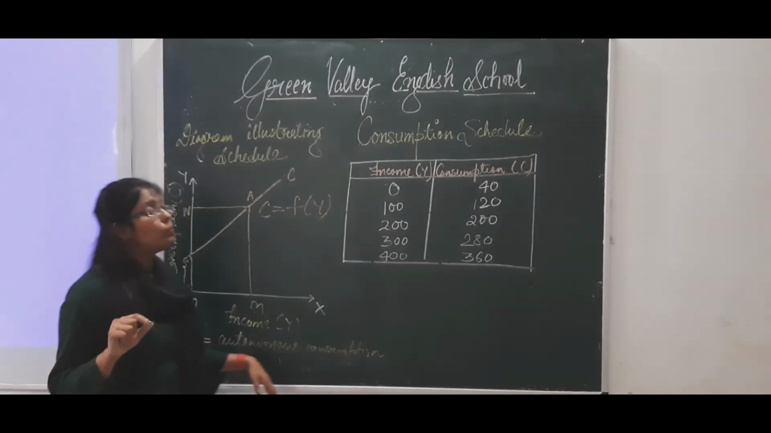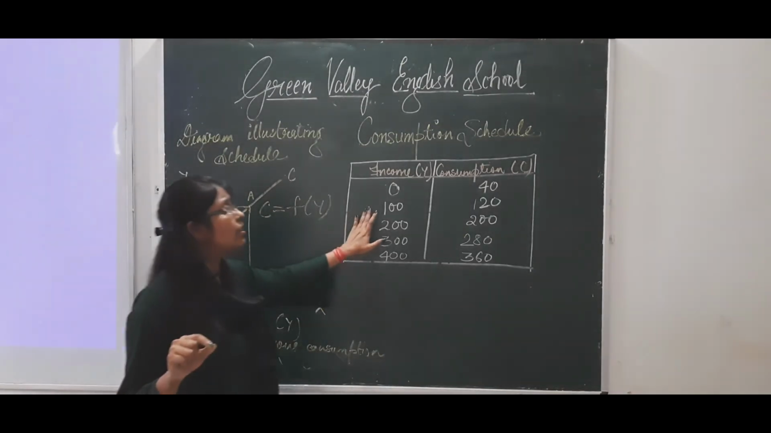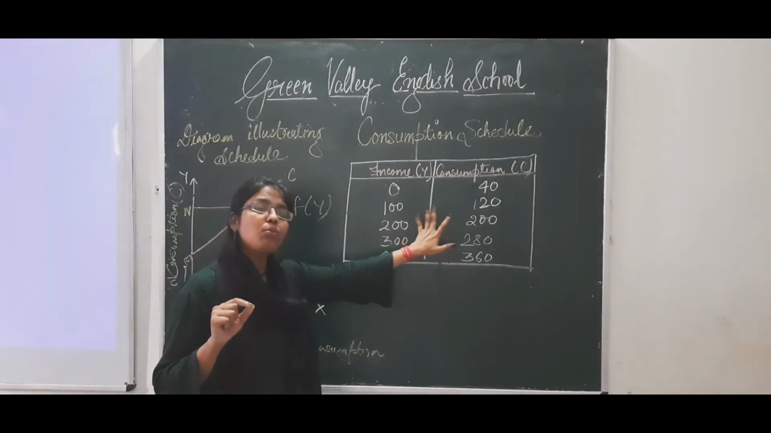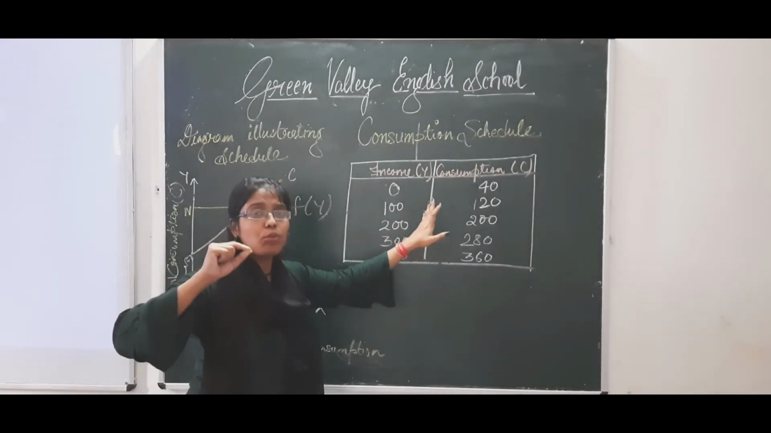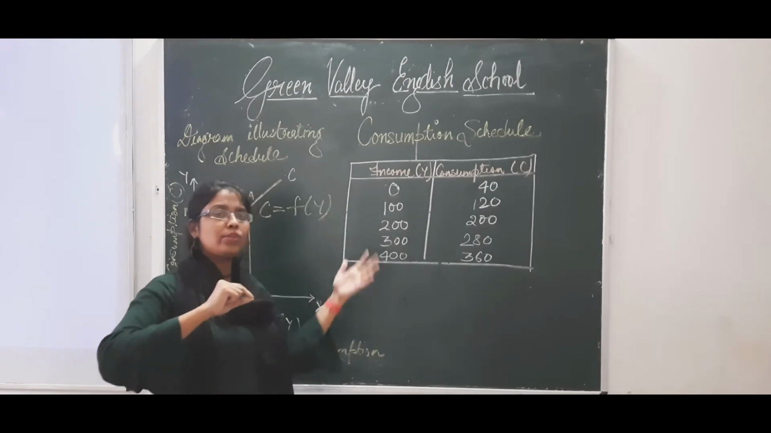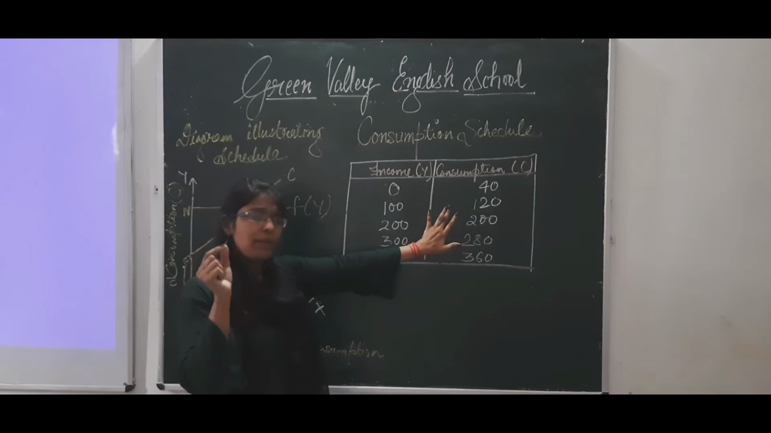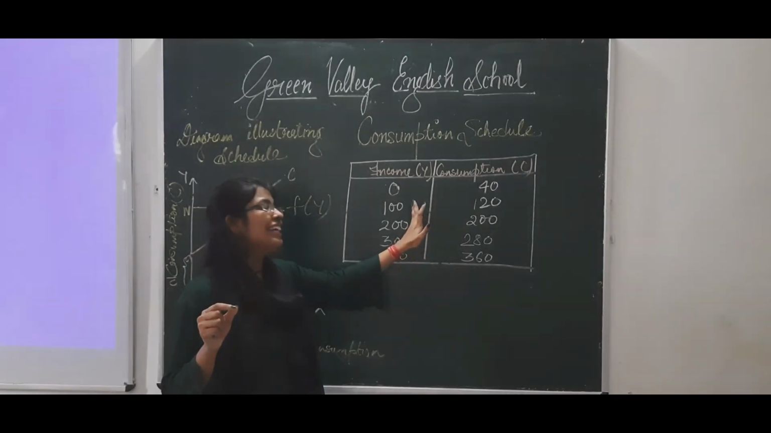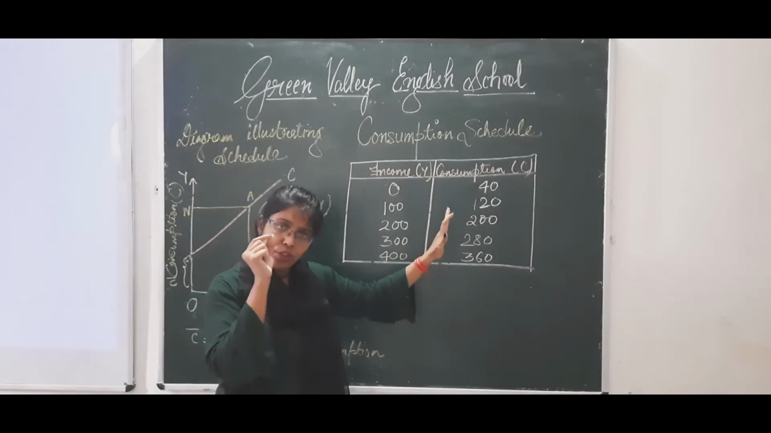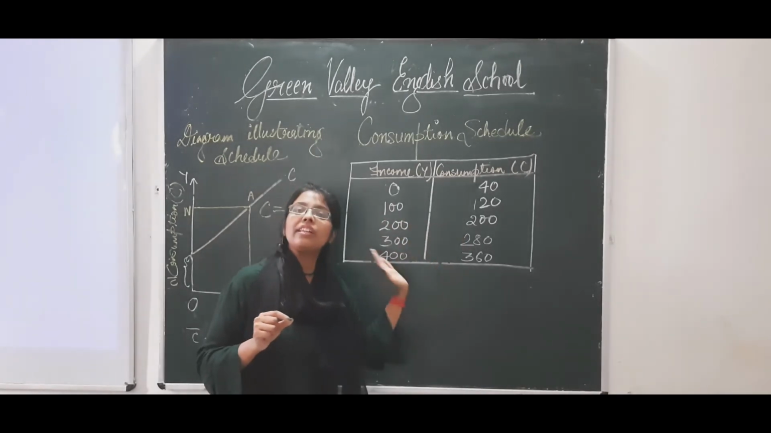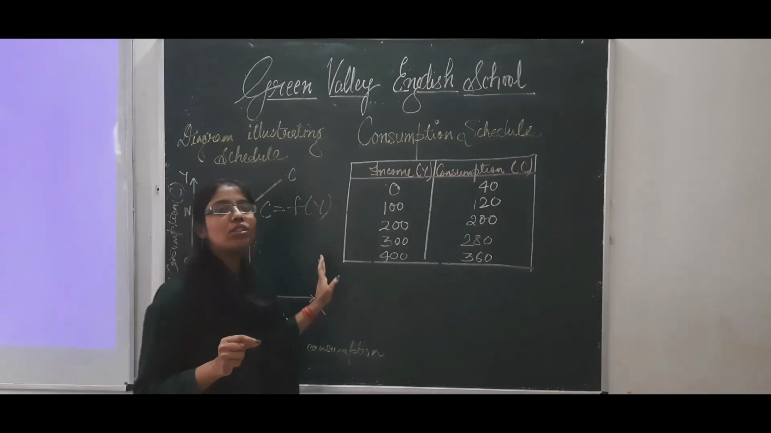Okay. Now one thing more students, you will see a point where consumption is more than income. How it's related to APC and MPC, you will be studying later. But one point you will see that consumption is more than income, and you will also see that income and consumption are equal. You will also see that consumption is less than income. So basically this illustrates this only.